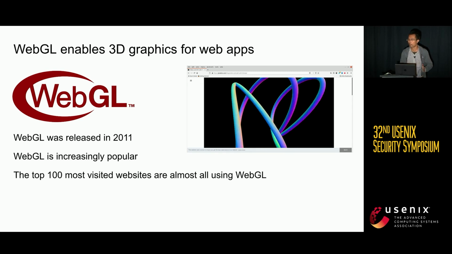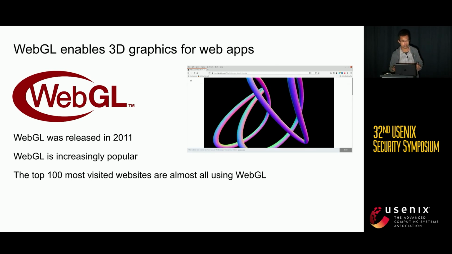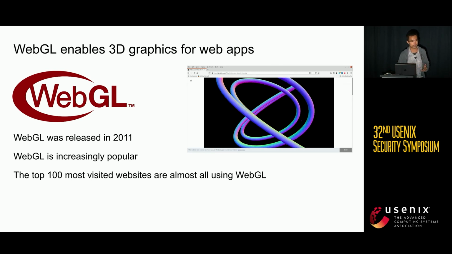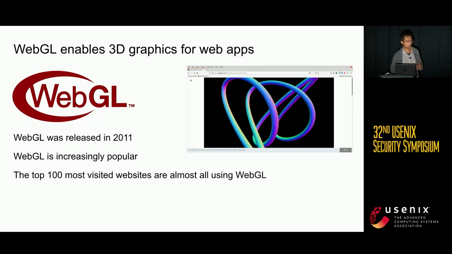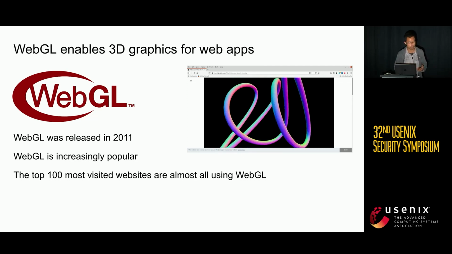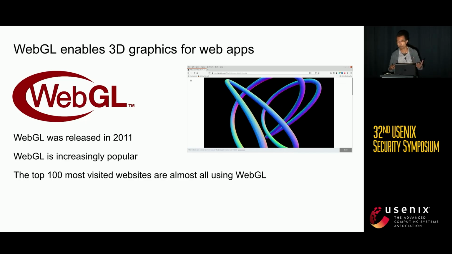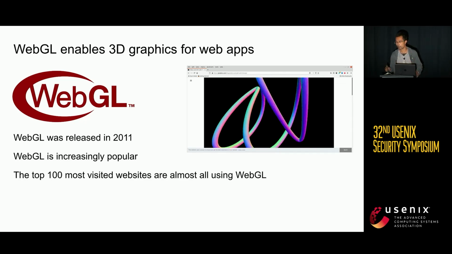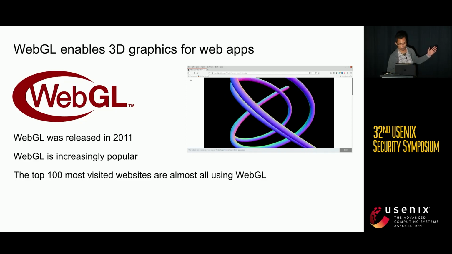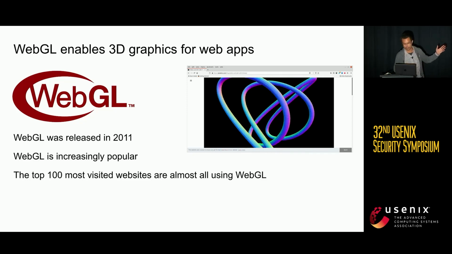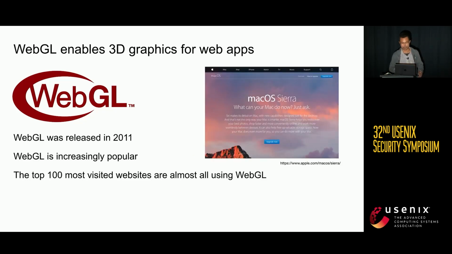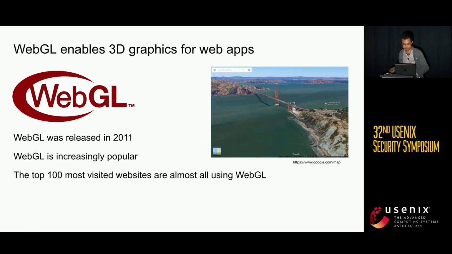So you might have heard about WebGL. WebGL is a framework that was released in 2011. It has become very popular recently. I measured last night, and out of the top 100 websites, almost all of them are using WebGL. WebGL enables stunning 3D effects for the web. Apple has used it for advertisement. Google used it for a 3D map.